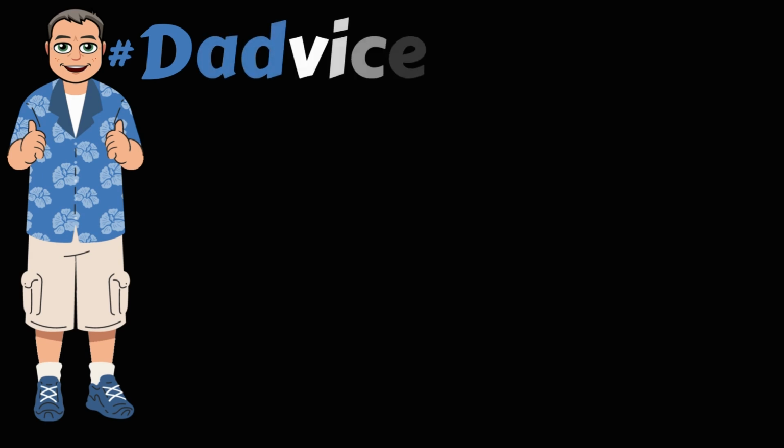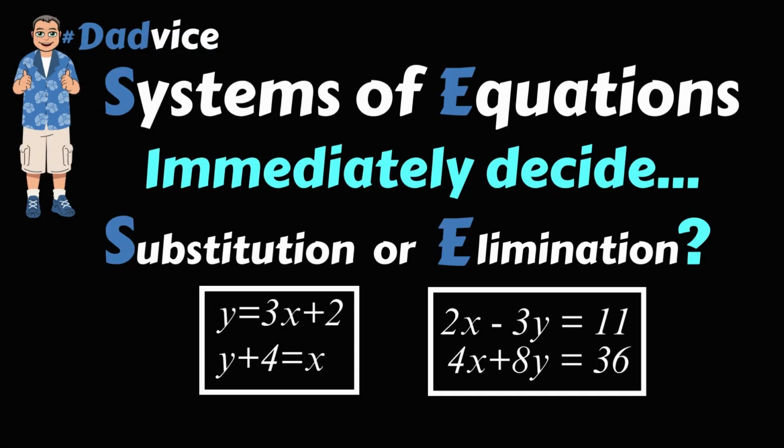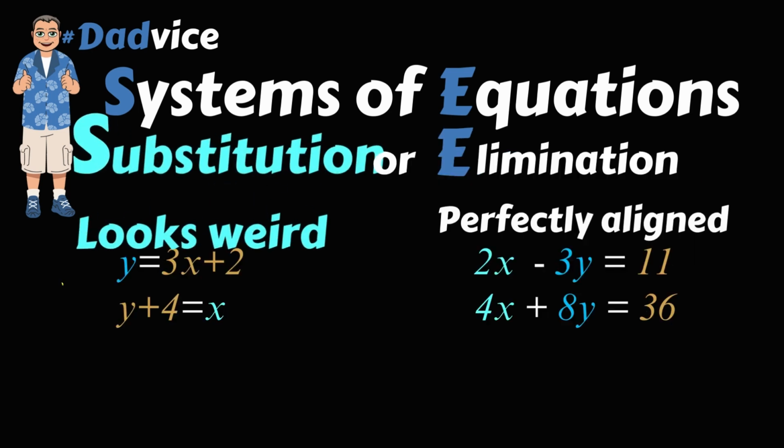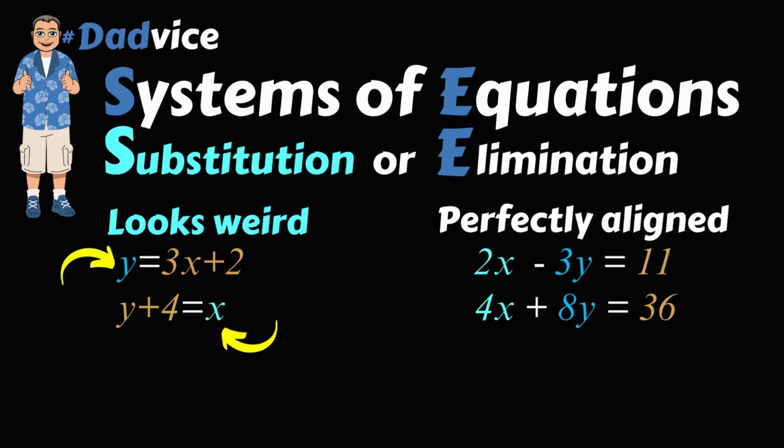First of all, whenever you see a system of equations problem, the first thing you have to do is decide for yourself, is it an elimination problem or a substitution problem? So if it looks weird, it's substitution. But if everything is perfectly aligned, you want to use elimination. If it says y equals or x equals, that's a substitution problem.